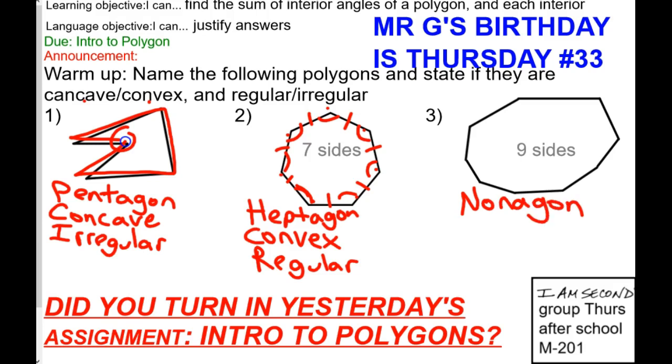What do y'all think? Concave or convex? Convex. Every corner is pointing outwards. It's not caving in. Convex. And is it regular or irregular? Okay. Not every side is the same. You can tell because it's kind of weird shaped and stretched out. So, irregular. Now, if you could do this warm-up, then you can definitely do yesterday's assignment in probably 5 or less minutes. Okay, make sure you've turned in Intro to Polygons when you can. You might have some time today after the notes, but like I said, notes.